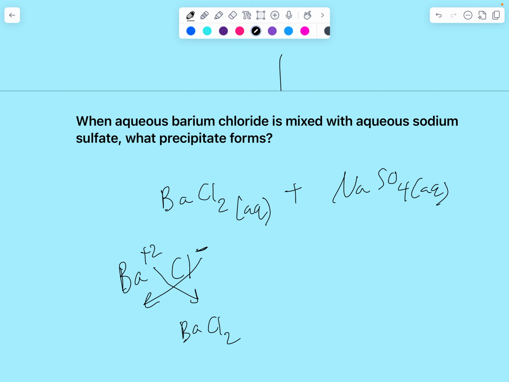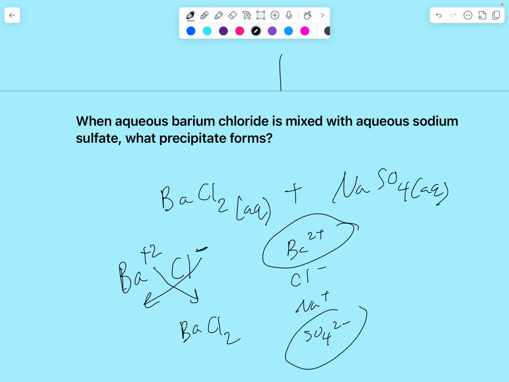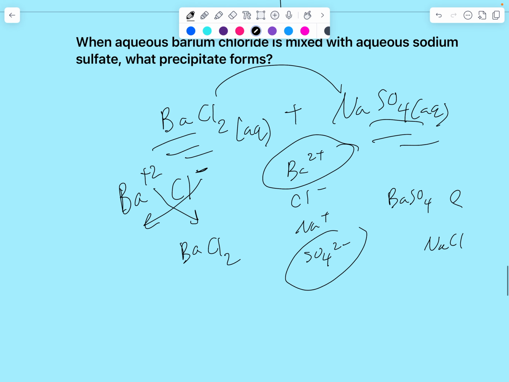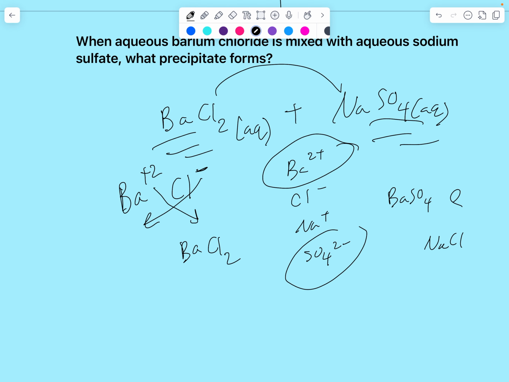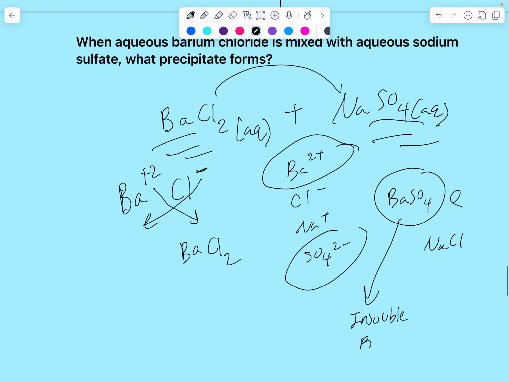So we got step 1. Then we got Ba2 positive, Cl minus, Na positive, and SO4 2 minus. This is what we got. Ba is going to go with SO4. First one to the last one, these would go together. And NaCl would obviously make sense. So we got BaSO4 and NaCl. BaSO4 is insoluble, so it's going to precipitate. Done.